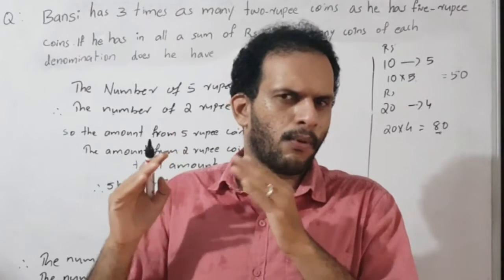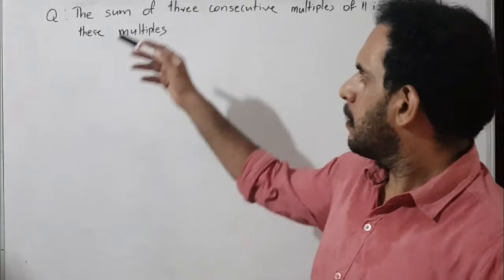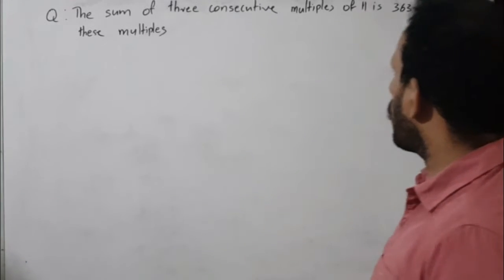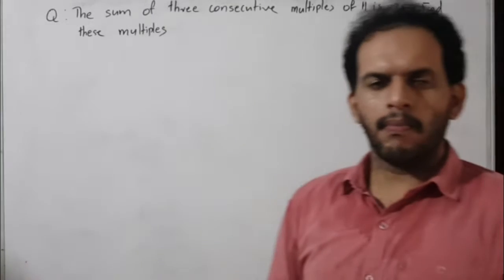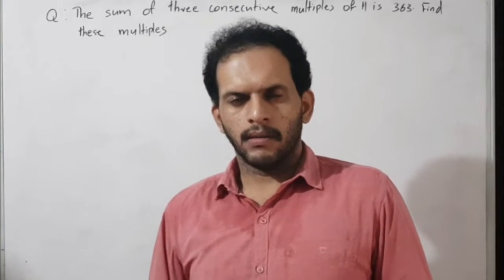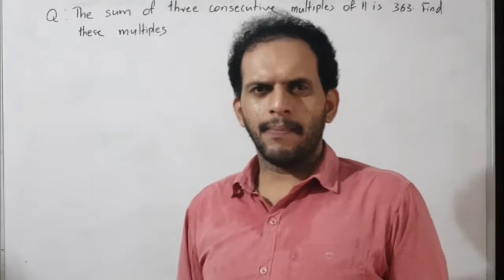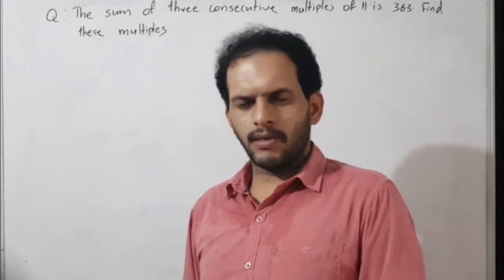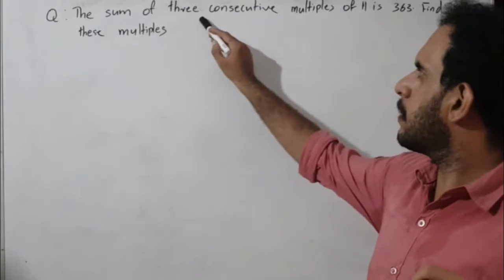That's like the work progressing. Is it clear? The next question is, the sum of 3 consecutive multiples of 11 is 363. Find these multiples. Okay, then the 3 consecutive multiples of 11 sum is 363. Then we want to know first, what is the consecutive multiple?